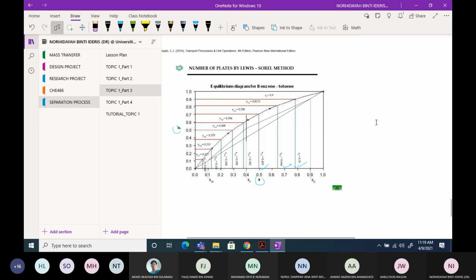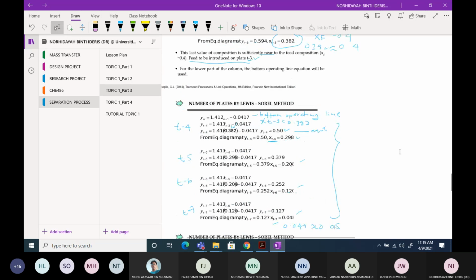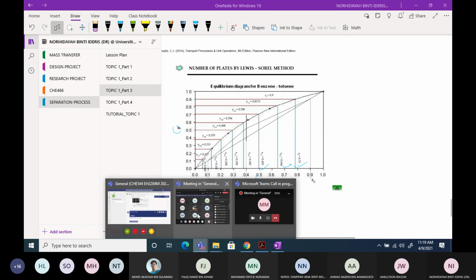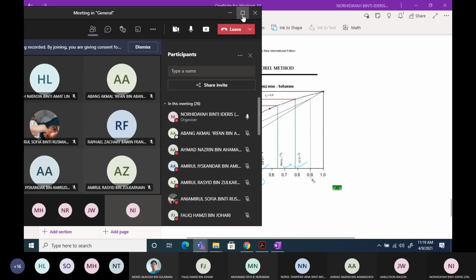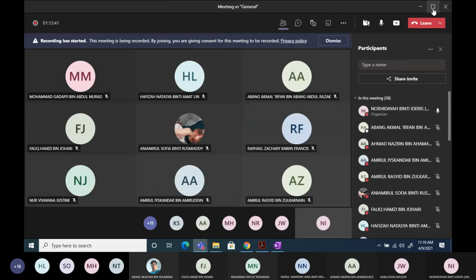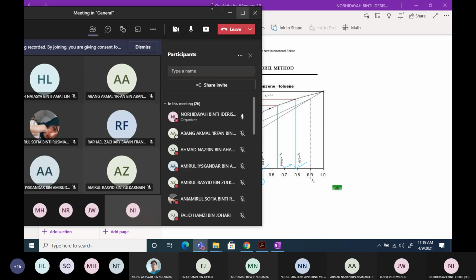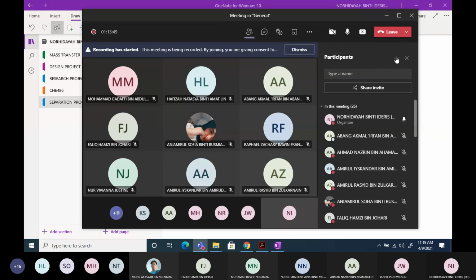Alright, now do you have any questions so far regarding this Lewis-Sorel method? Is there anything you don't understand? Okay so far? Questions so far?